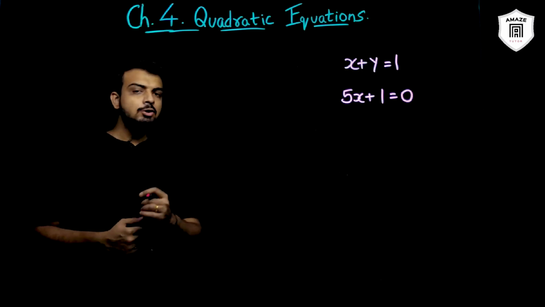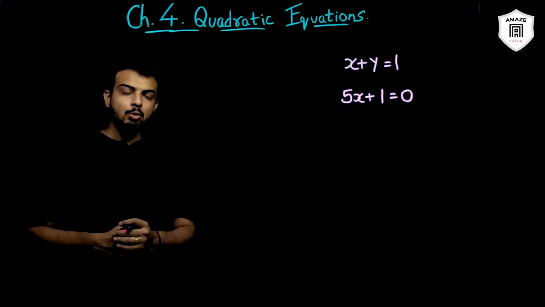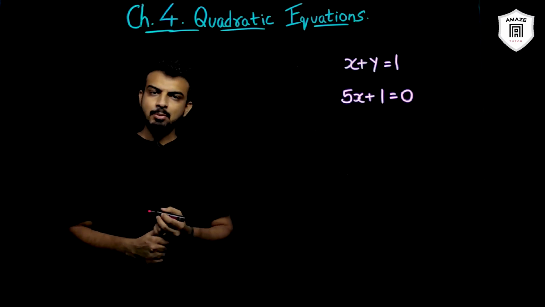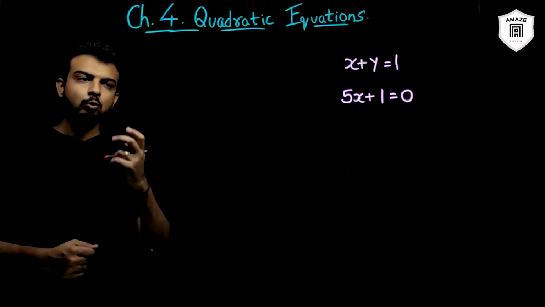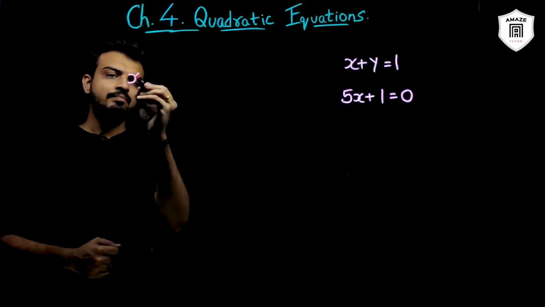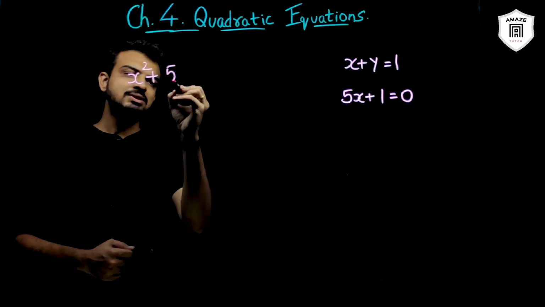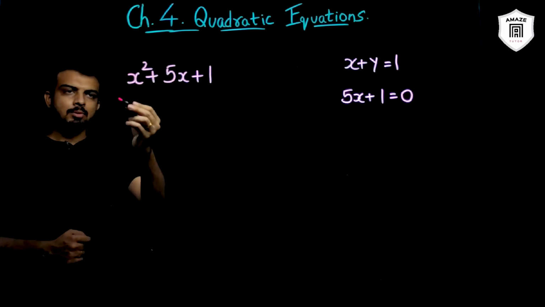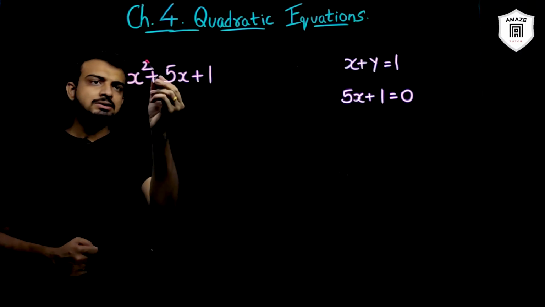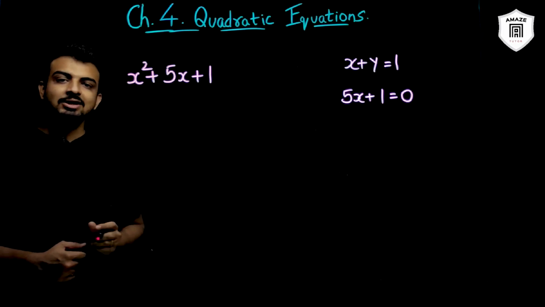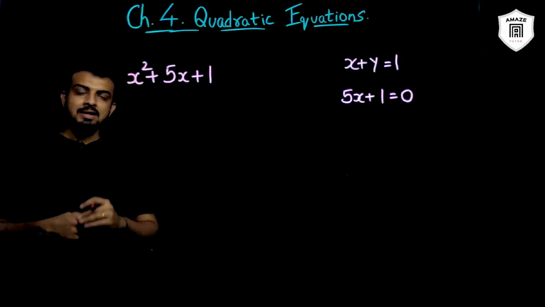Now, we have seen in chapter number 2, polynomials, that there are different types of polynomials like linear, quadratic and cubic. Do you remember what a quadratic polynomial was there? A quadratic polynomial was a polynomial with degree 2. Degree means the highest power, right? So let's say if I am having x square plus 5x plus 1, this is a polynomial and the degree of the polynomial is 2. Hence, this is known as a quadratic polynomial.